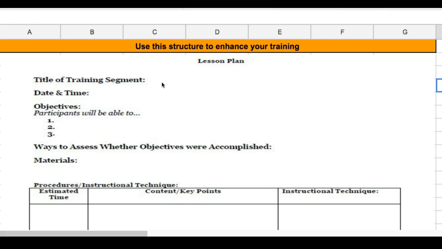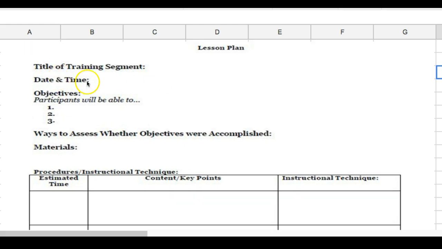And that also relates to the actual training itself. There's no point in bringing a square peg to a round hole or trying to solve a problem that the organization has not expressed is an actual challenge. Date and time, as per usual, and then the objectives.